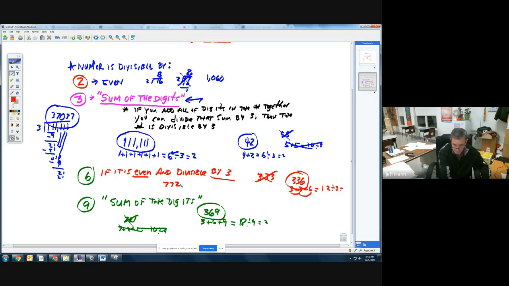How about 772? Again, make sure it's even first, which it is. I try my sum of the digits. 7 plus 7 plus 2. 7 plus 7 is 14, plus 2 is 16. Is 16 divisible by 3? It is not, because you get a little more than 5. So 772 is not divisible by 6.